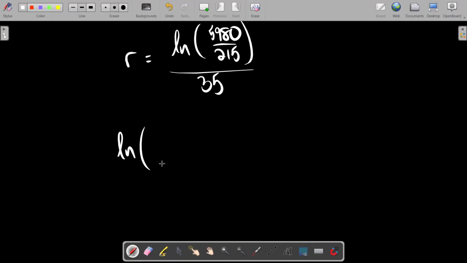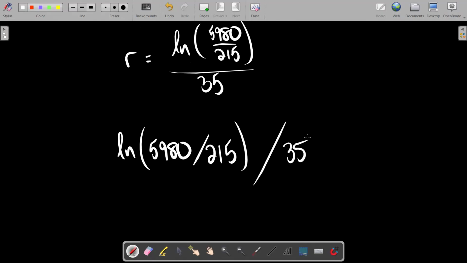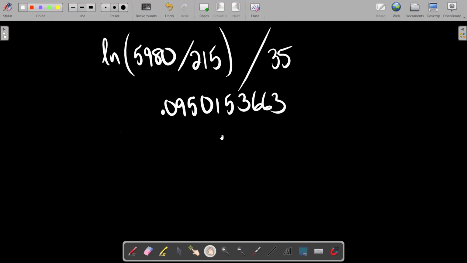And we type in 5980 divided by 215. Remember to close those parentheses. And then you just hit divided by 35. There's no need to hit enter at any point during the process. And your calculator will say 0.0950153663. But really, a lot of that is just stuff we don't care about.